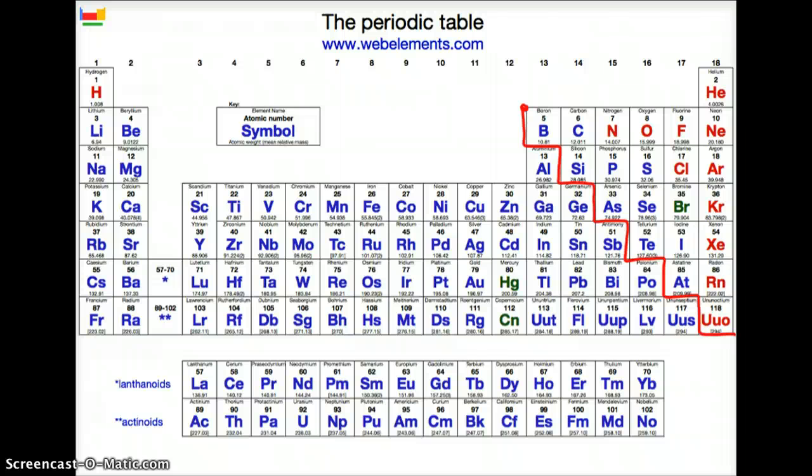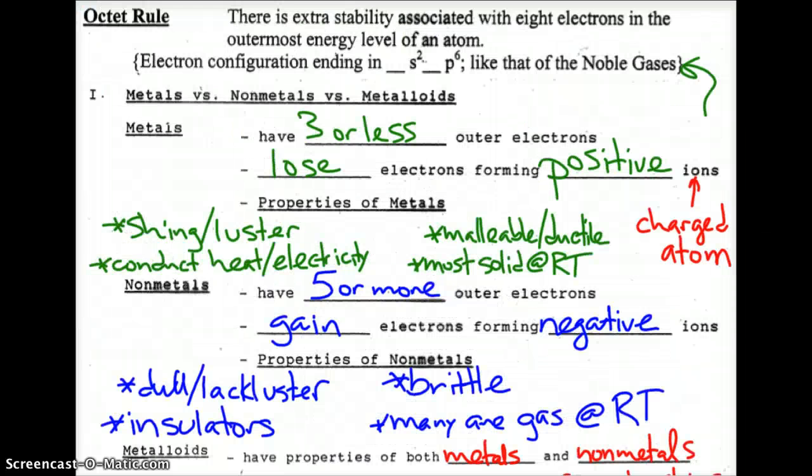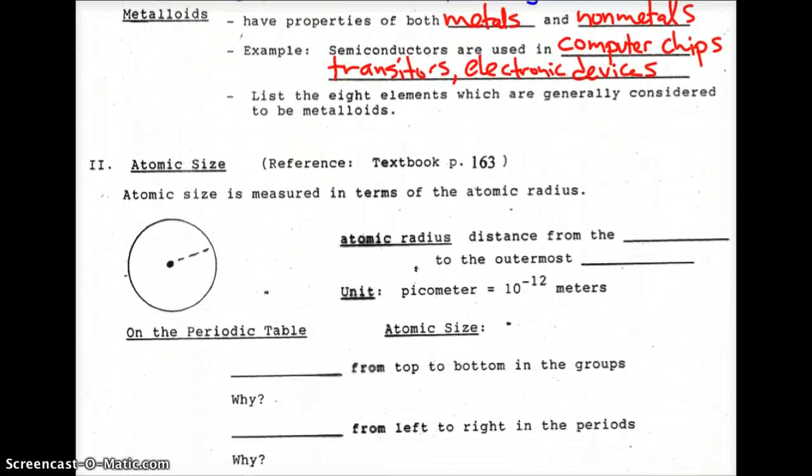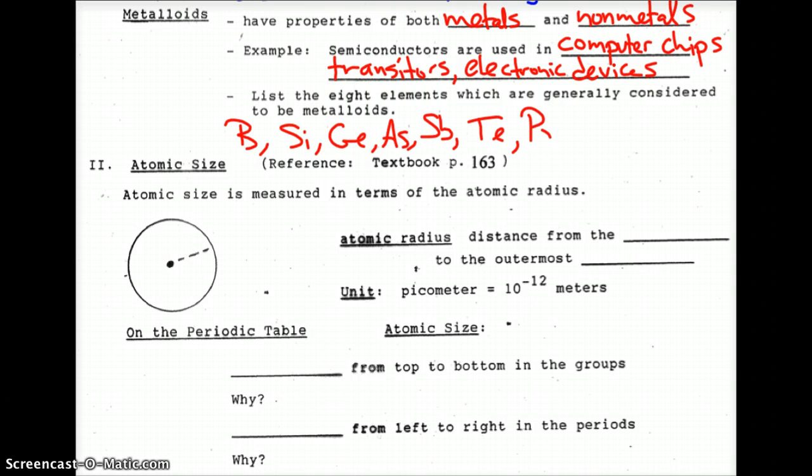A lot of us have personal experience with aluminum foil, and aluminum fits the metal definition very, very well. But everything else touching that line, boron, silicon, germanium, arsenic, antimony, as we go down, is a metalloid. So the metalloids, the ones that are normally considered metalloids, are B, Si, Ge, As, Sb, Te, Po, and At. You can see those are everything touching that line except for aluminum.